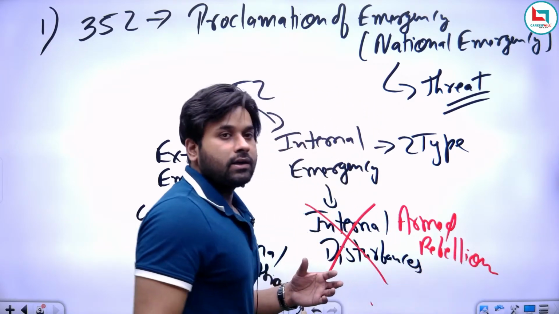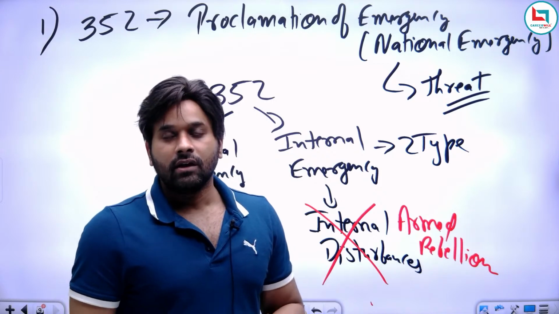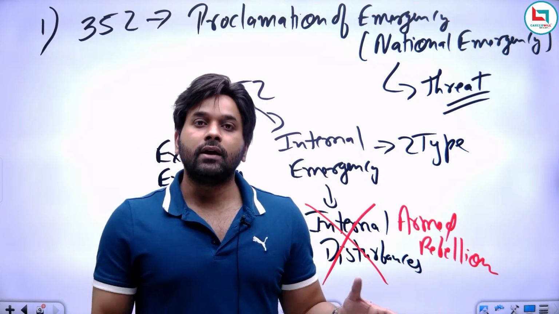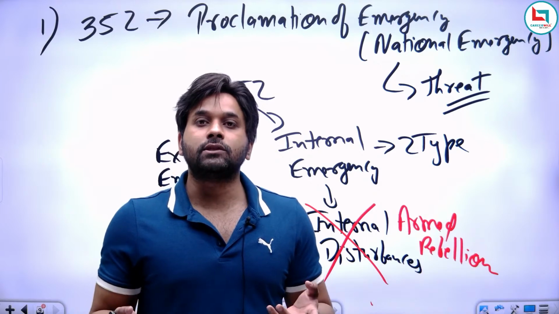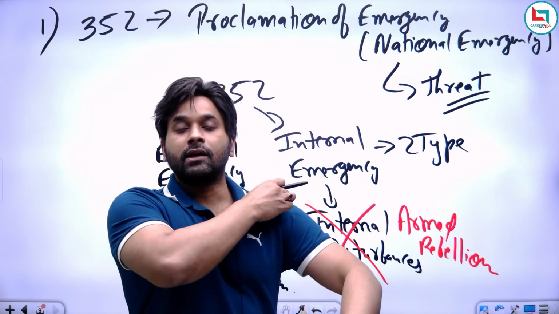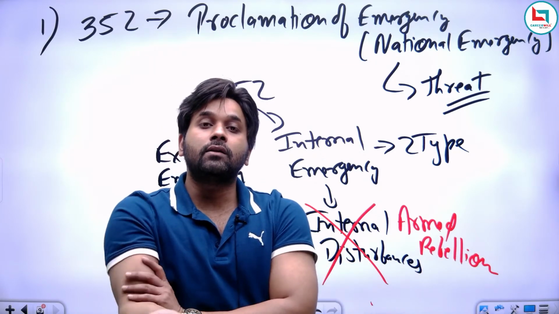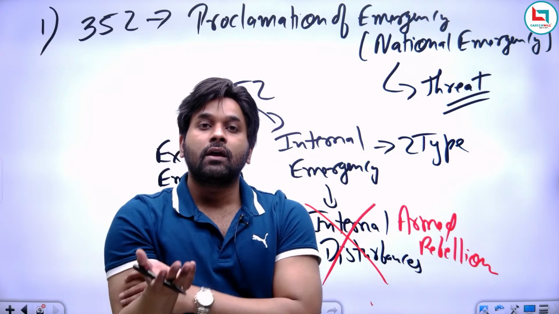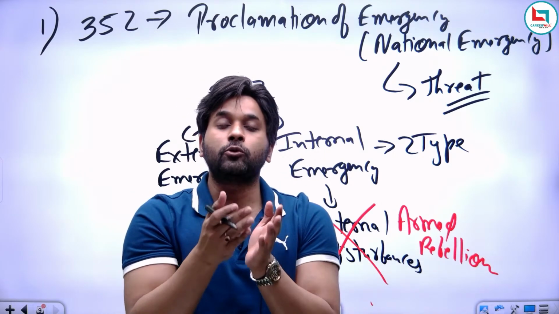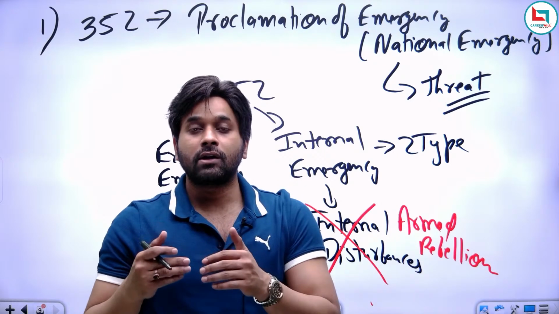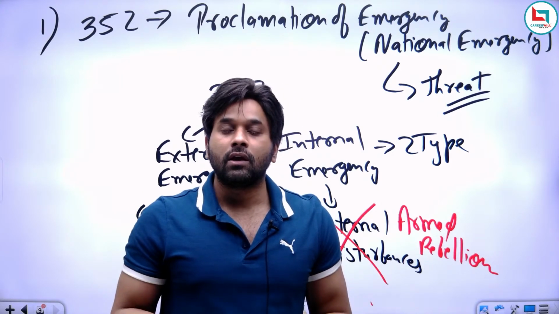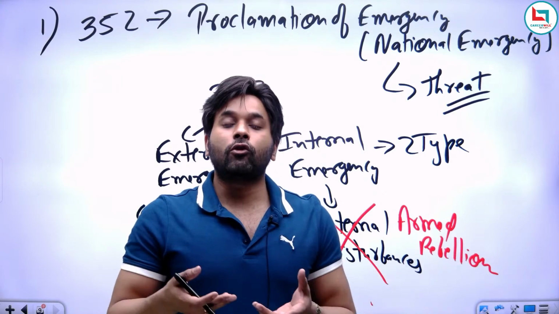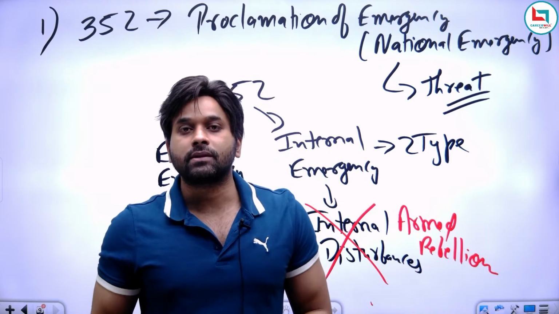See, internal disturbances is vague in nature. Vague means it is not clear. For Indira Gandhi, internal disturbances was the protest by the opposition party members. For her, this was internal disturbances. So it all depends upon the ruling government, on what the ruling government considers internal disturbances.